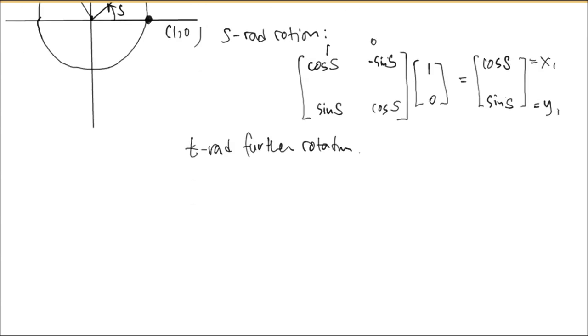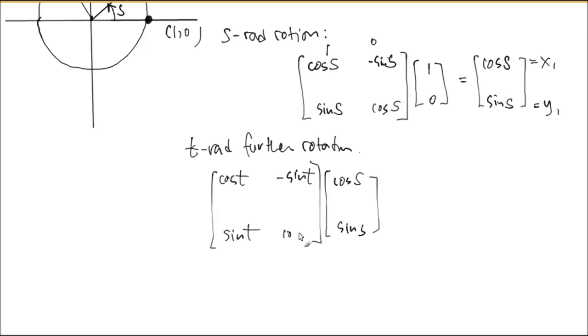Okay? So where are we in the immediate step? Cosine S, right? And the sine S. That's where we are. And we go how many angle more? T angle more. So this is going to be cosine T, negative sine T down here, sine T, cosine T. Now we're going to multiply through and put them together and see what coordinate you get. Let's do that.